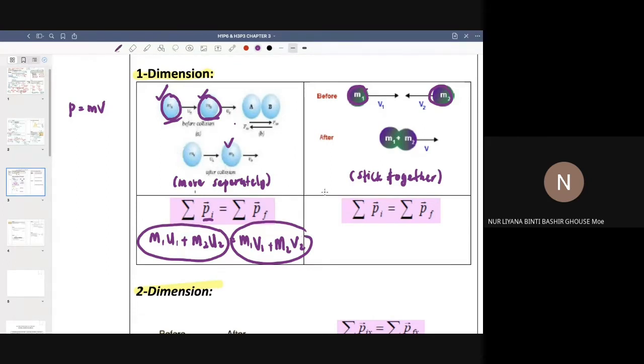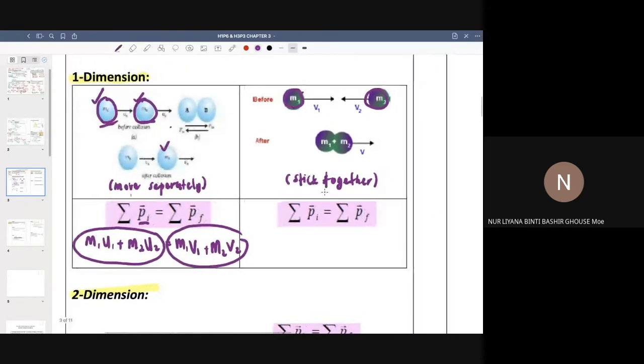Kalau case dia stick together, dua-dua masih bergerak initially. So untuk yang initial, sum of momentum initial adalah M1 U1 plus M2 U2 sebab dua-dua bergerak. Tapi after collision, both mass stick together. So dua-dua mass ni dah menjadi satu objek. So kita akan tulis dia sebagai mass 1 tambah dengan mass 2 darab dengan V, sebab dia bergerak dengan velocity yang sama. So tak payah V1, V2 lah, sebab mass 1 dengan mass 2 dah telah bergabung. So this is our equation untuk first dimension.